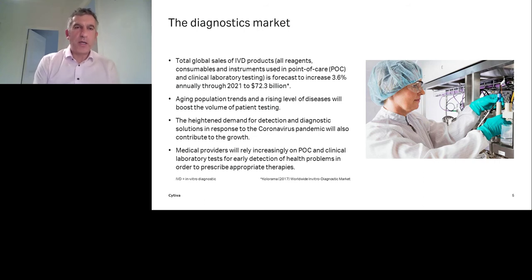So if we look at the diagnostics market, the sales of IVD products used in point of care and clinical lab testing is forecast to increase close to 4% a year, and then by the end of 2021, be a market that globally is north of $72 billion. Together with an aging population and those kind of trends with rising disease levels, and heightened demand for detection and diagnostic solutions in response to the coronavirus pandemic, these things will all contribute to that growth. And in addition to that, medical providers are increasingly relying on point of care and clinical lab tests for early detection to facilitate them delivering appropriate therapies.